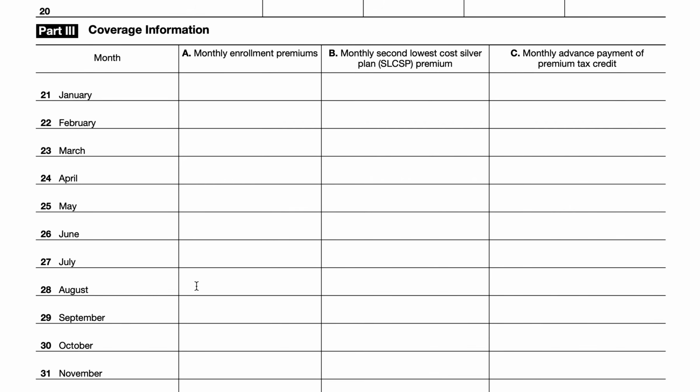This includes any premiums that you paid. It also includes any premiums that were paid through advance payments of the premium tax credit, which is available for certain taxpayers. So, let's see. In column A, there are a couple of other notes.